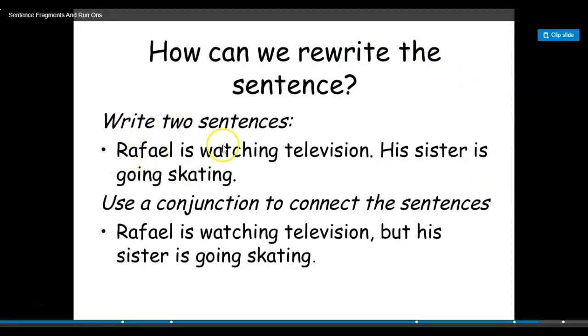So I just gave this answer away. We can fix this sentence by writing it as two. Rafael is watching television, period, capital H. His sister is going skating. Or we can use a conjunction to connect. We'll use a different conjunction this time. Rafael is watching television, comma, but his sister is going skating. Now, either way, we do not have a run-on sentence.